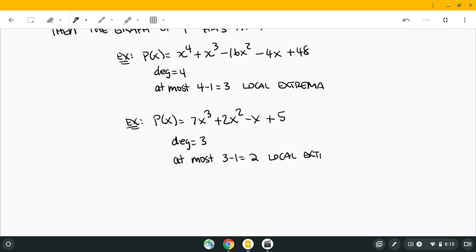Okay, so just keep that in the back of your mind as you're graphing, so that when you do your graph, you can always double check. Okay, I have 1, 2, 3, 4 relative extrema, but it's a degree 3, so that's got to be wrong. So you can always use this idea here to check your graph as you go. Okay. All right. So let's take a look at graphing.